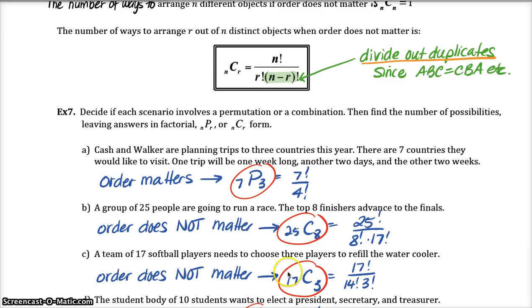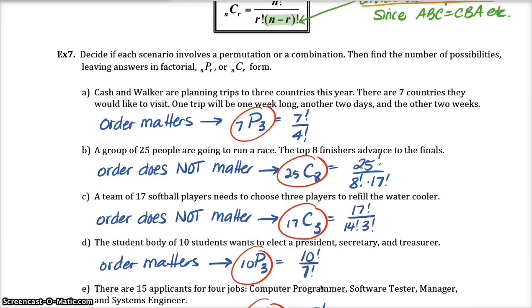For C, you have 17 softball players, 3 are filling the water cooler. It doesn't matter which 3 we choose or in what order we choose them. So it's 17C3.